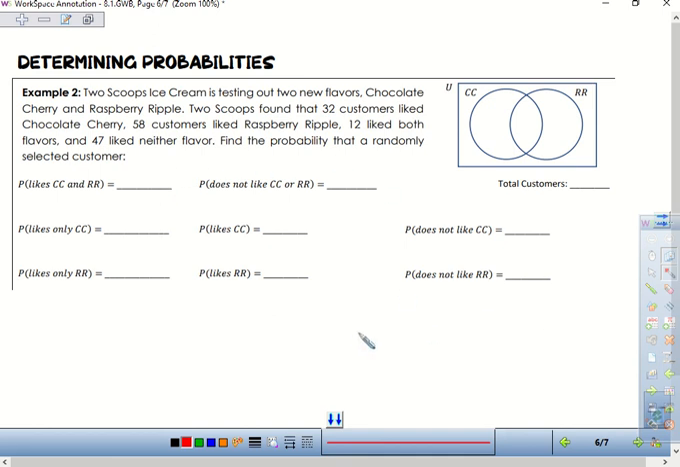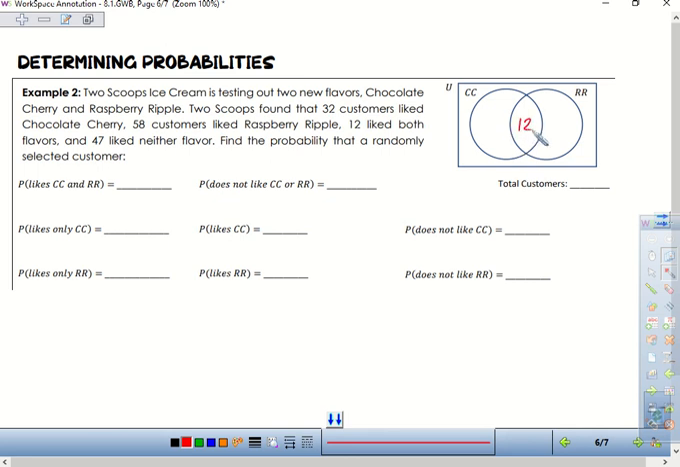So the first thing is you always work inside out. So you're going to work inside. So this is what represents people who like both flavors, right? In this overlap region, does everybody see why that would represent what they both like? So how many people like both?